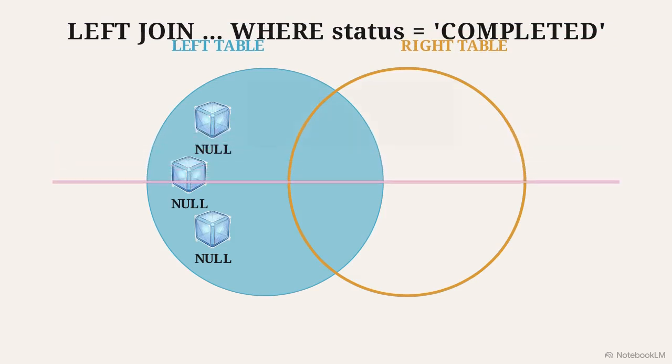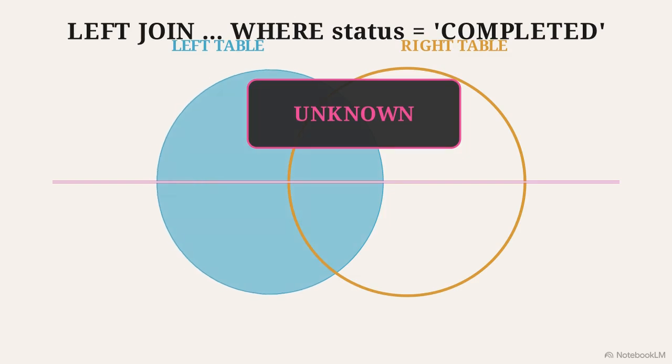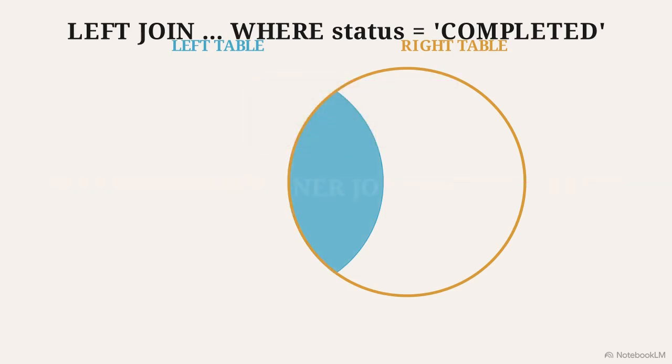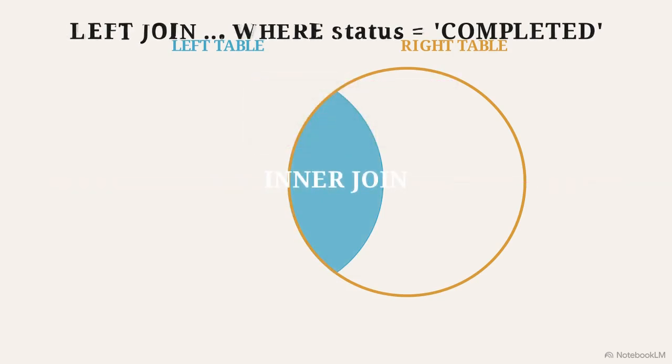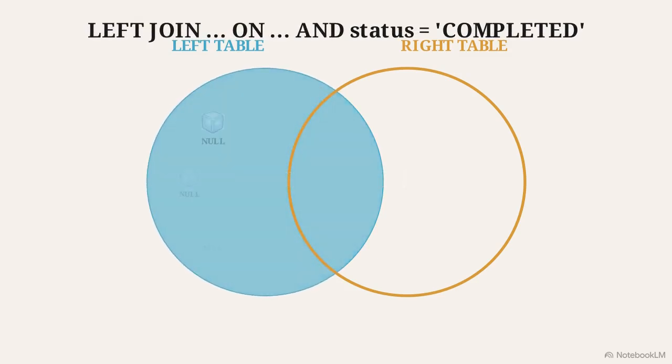If your WHERE clause filters for a specific string, like checking if the status is completed, it runs into those padded NULL blocks. Evaluating NULL against the string completed triggers the 3-valued logic rule, resulting in unknown. As a result, the engine discards the null-padded rows, removing the very records the LEFT JOIN was designed to preserve. Mechanically, filtering the right-hand table in the WHERE clause morphs your LEFT JOIN into an INNER JOIN.